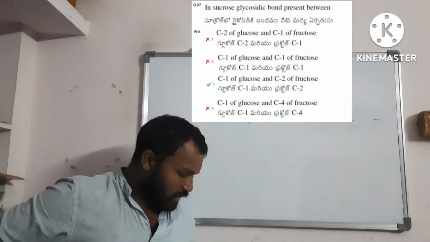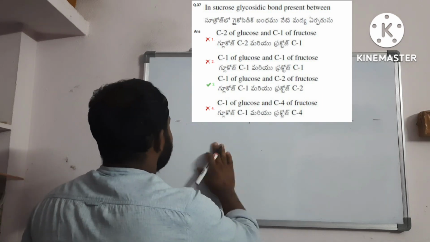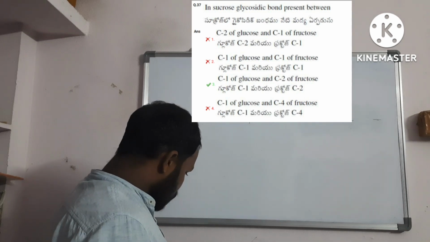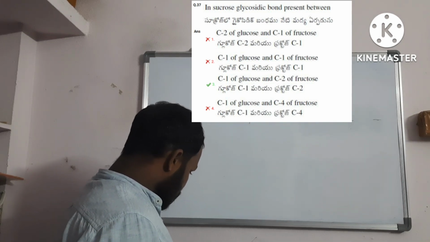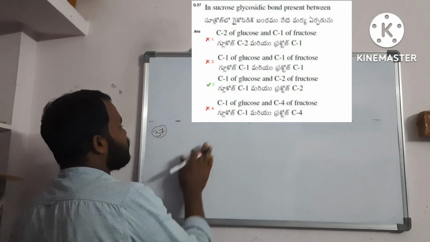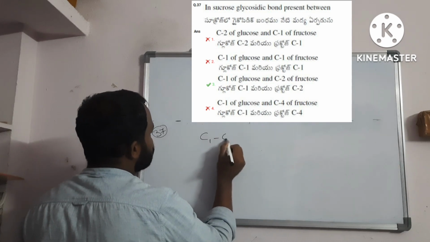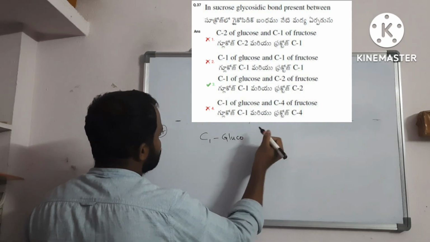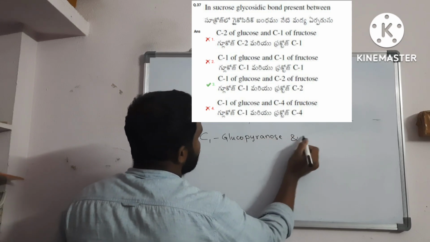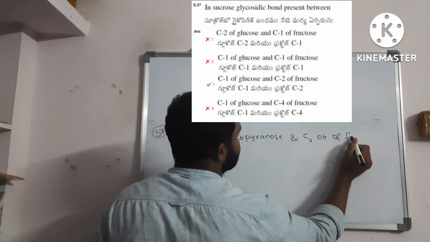Question number 37. In sucrose, the glycosidic bond is present between what? The options given are C2 of glucose and C1 of fructose, C1 of glucose, and so on. First I am writing the glucose and fructose structures. Generally the answer is C1 of glucopyranose and C2 of fructofuranose.